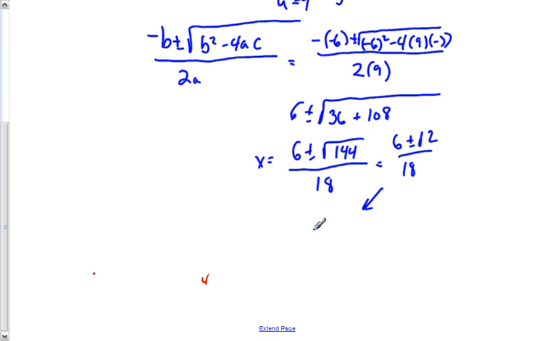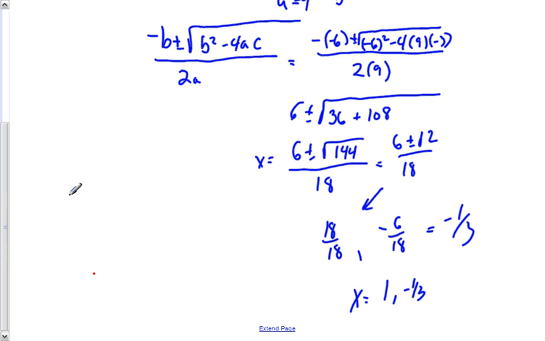And we get 18 over 18, or we get 6 minus 12, which is negative 6 over 18, aka negative a third. So I've got 1 and negative a third. That's what x equals. Okay, that was the easy part. Remember, x isn't x, it's cosine theta, equals 1 and negative 1/3.